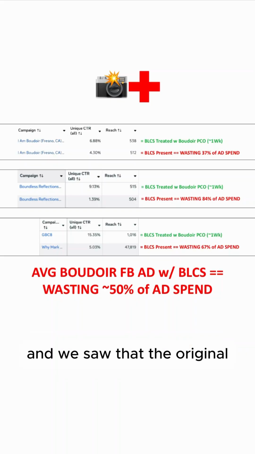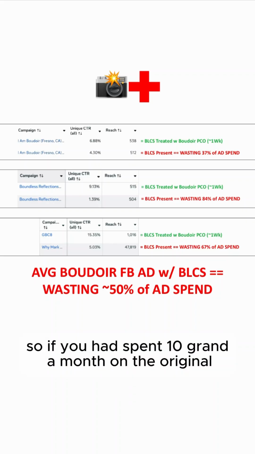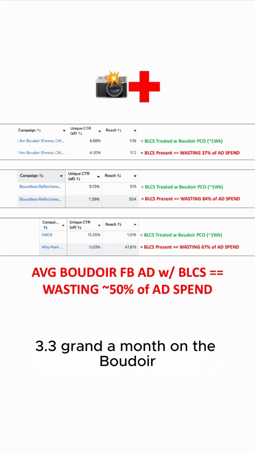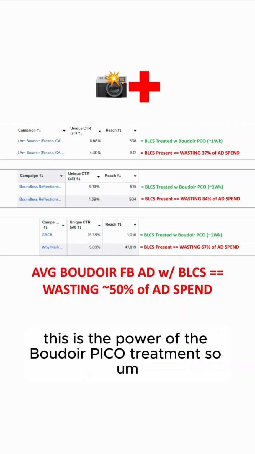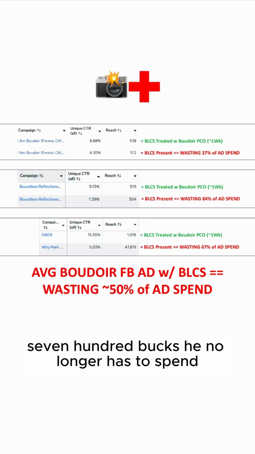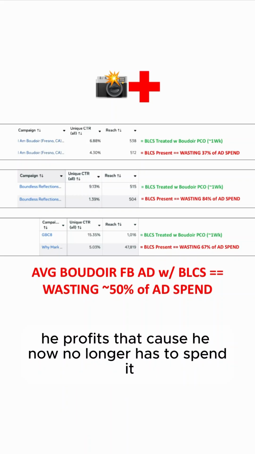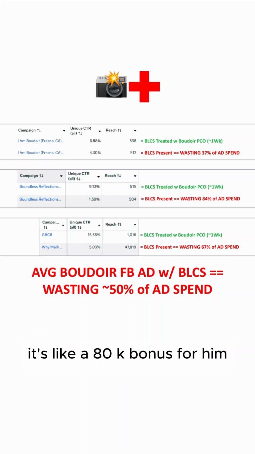And we saw that the original was wasting 67% of ad spend. So if he had spent 10 grand a month on the original Boudoir Facebook ad, now he only needs to spend 3.3 grand a month on the Boudoir Pico treated ad in order to get it into the same number of women's brains. This is the power of the Boudoir Pico treatment. And that difference, $6,700, he no longer has to spend, he pockets it. Phantom profit, Boudoir Pico profit. Every single month he profits that because he now no longer has to spend it. And at the end of 12 months, it's like an 80K bonus for him.